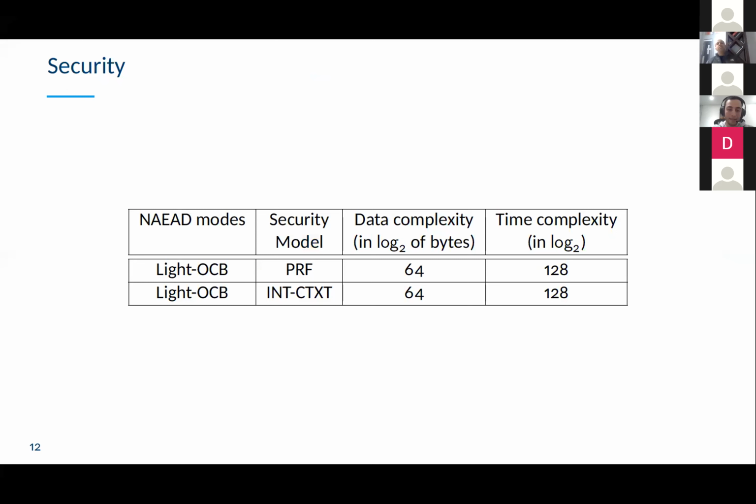And regarding security, we have proven the security in the ideal cipher model using Patarin's H-coefficient technique. And we have seen that for PRF security, we have data complexity up to 2 to the power 64 bytes, which satisfies the NIST criteria, and time complexity is up to 2 to the power 128. And for INT-CTXT, the same. So it directly supports the NIST criteria, and in fact, it is better than the NIST lower bound for the data security concern.